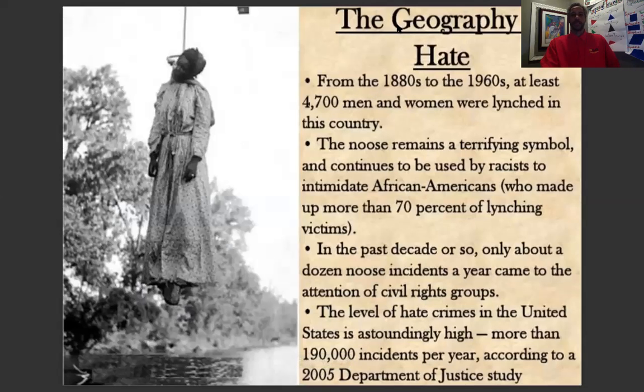This graphic shows the geography of hate. From the 1880s to the 1960s, 4,700 men and women were lynched. The noose still remains a terrifying symbol. In the past decade, there are still noose incidents.